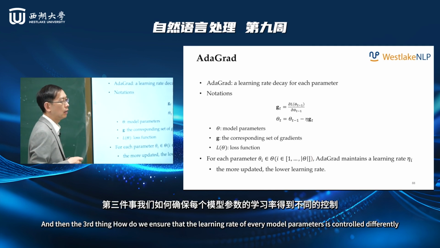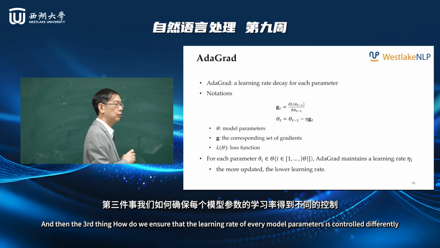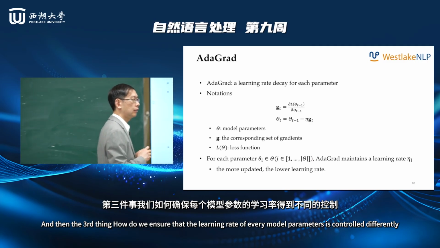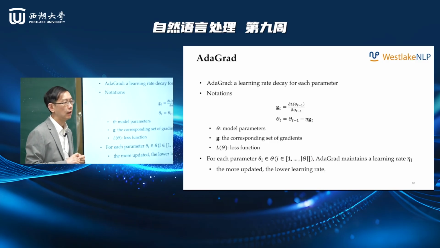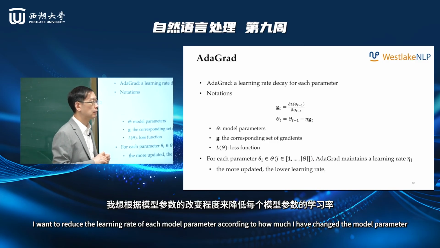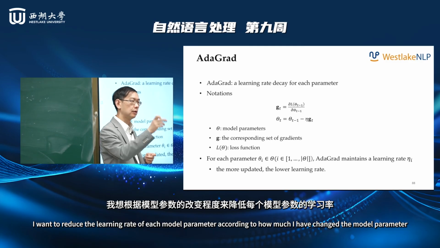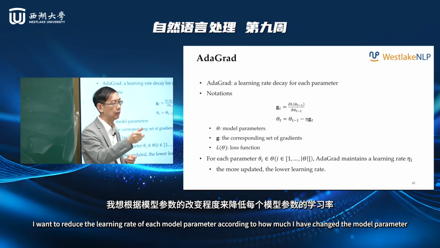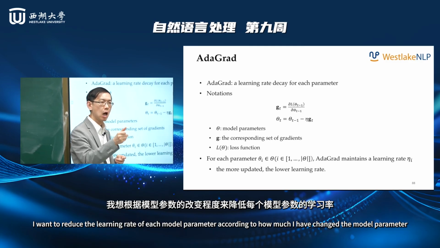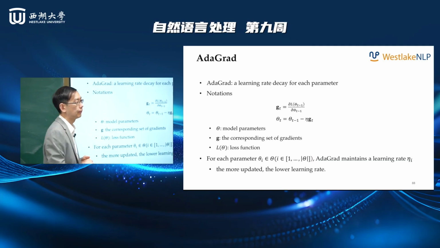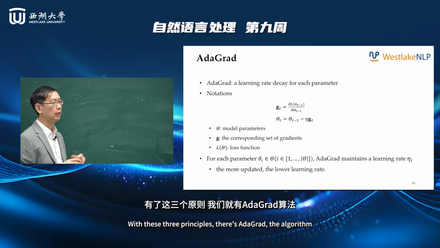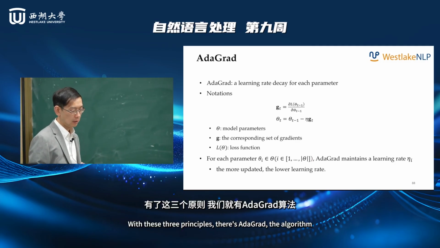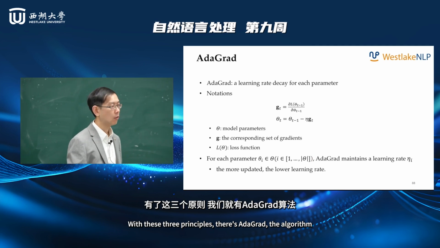And then the third thing, how do we ensure that the learning rate of every model parameter is controlled differently? I want to reduce the learning rate of each model parameter according to how much I have changed the model parameter. With these three principles, there's AdaGrad, the algorithm.